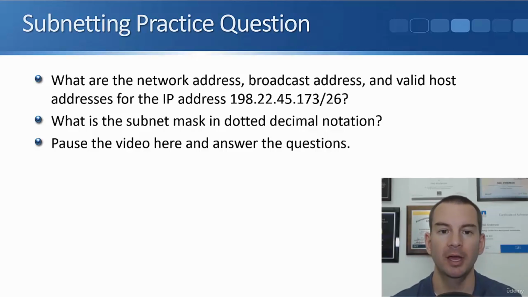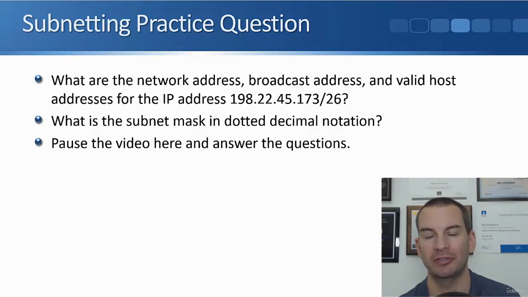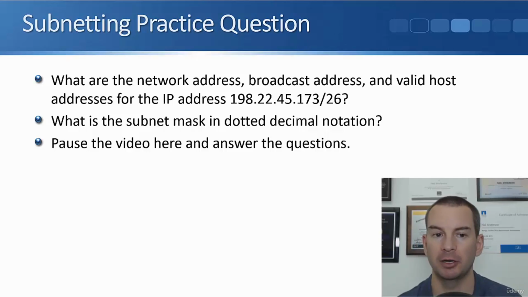So the question is, what are the network address, the broadcast address, and the valid host addresses for the IP address of 198.22.45.173/26? And the second part of the question, what is the subnet mask in dotted decimal notation? So stop the video now, please, and figure that out. When you come back, I'll walk you through how we arrive at the answer.